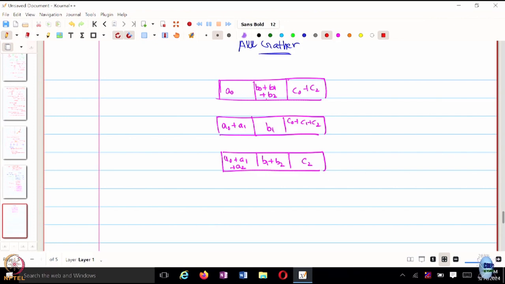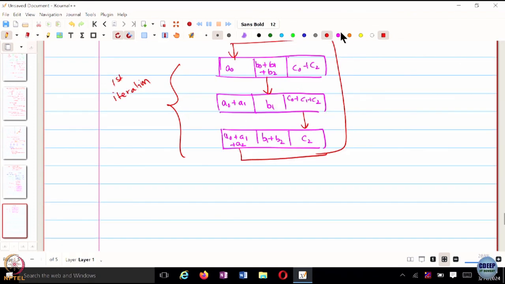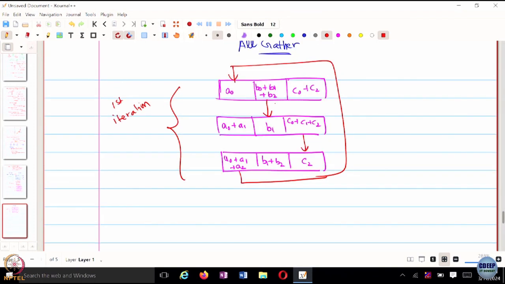So we want this block to be rewritten by the incoming information. We want this block to be rewritten by the incoming information. And likewise, this to be rewritten by the incoming information. This is the first iteration of all gather. So we are now just gathering the information. Okay, so after this particular step, what happens? Why did we specifically choose this as the starting point for all gather? Because we want the current information to be written, right? So now, what would happen after this?